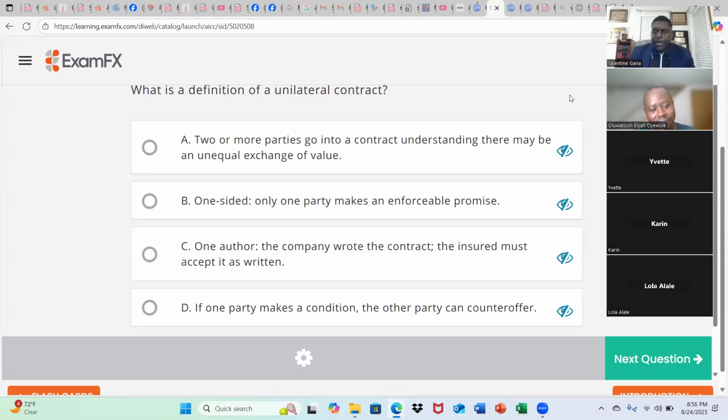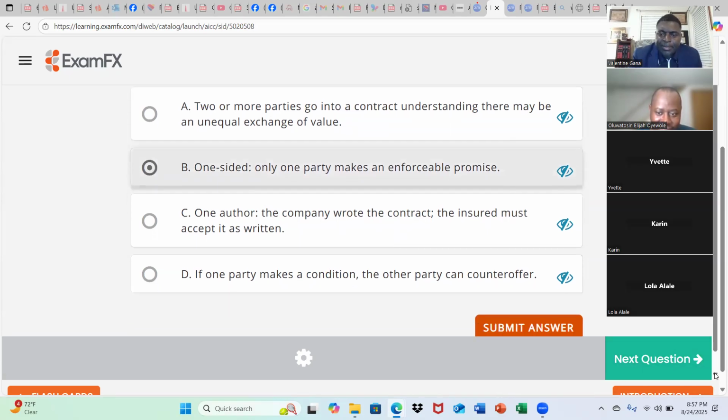Correct. Just like the example we gave. Let's try to understand some things here. How about C? It says one author, the company wrote the contract, the insured must accept it as written. That's adhesion. Yes, contracts of adhesion. Very true. And then A says two or more parties go into a contract, understanding that there may be an unequal exchange of values. What are we talking about there? Aleatory. That's correct. So the answer is B.